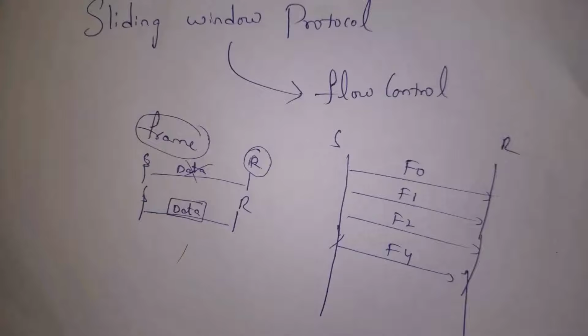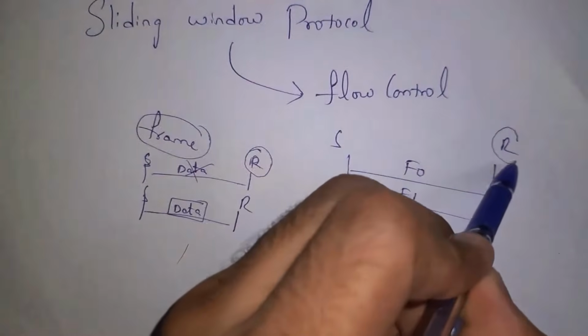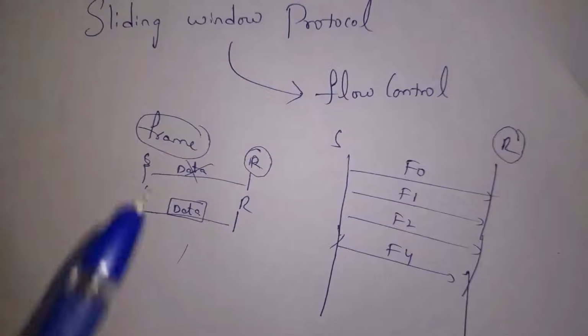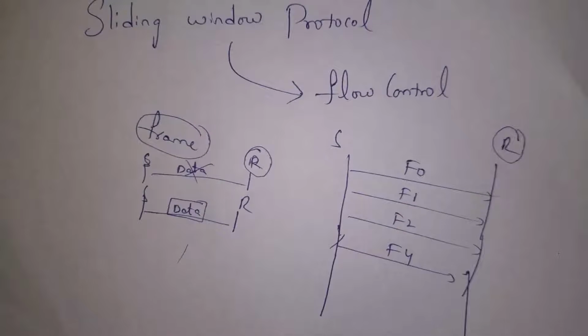Guys, for example, the receiver can handle only 4 frames at a time. If the sender sends more than 4 frames at a time, then it will overload the receiver. That is why sliding window protocol will control the flow of data. So flow control means how many frames the receiver can handle at a time. Only that many frames the sender will send at a time. The sender must not be very fast in sending frames.